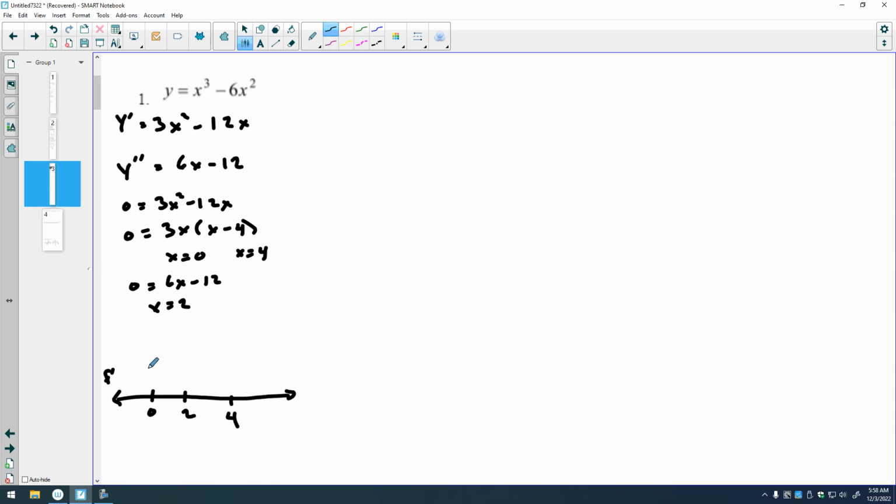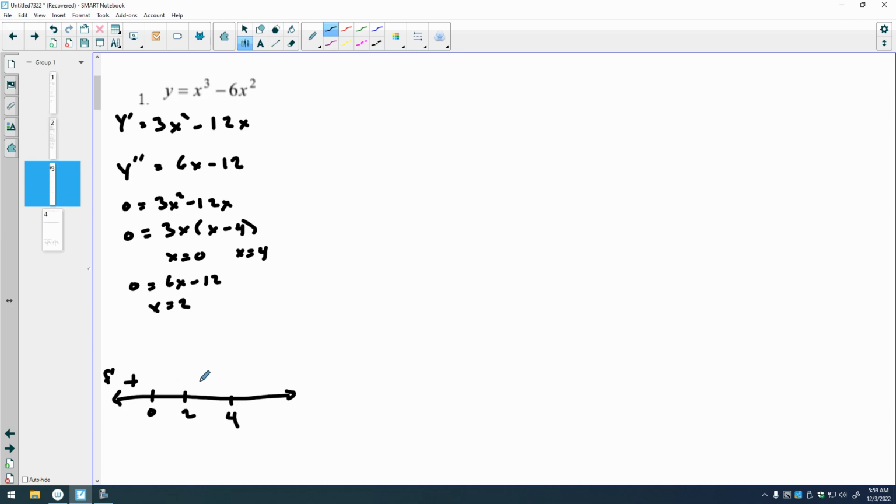So f prime, I want to check to the left of 0. So plug a negative into this equation or this equation. They're the same equation. I'm going to plug it into here because it's easier to see. Putting in a negative here makes that negative. Putting in a negative here makes that negative. A negative times a negative is a positive.